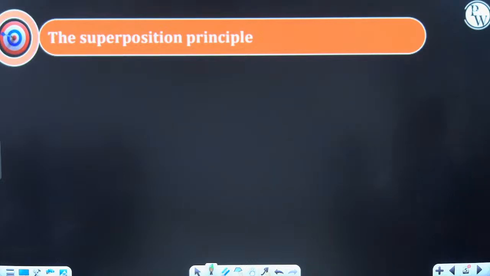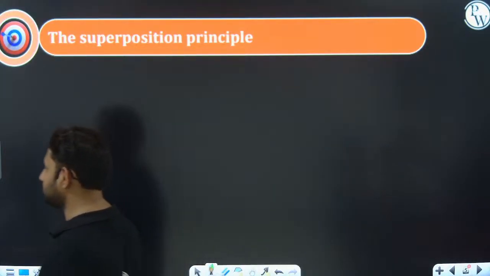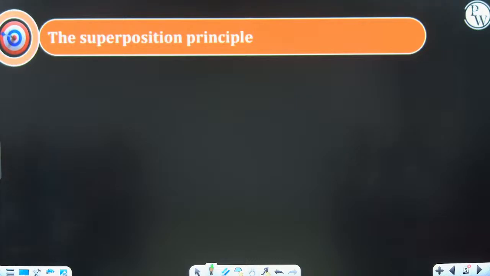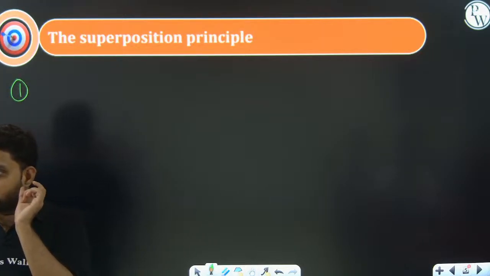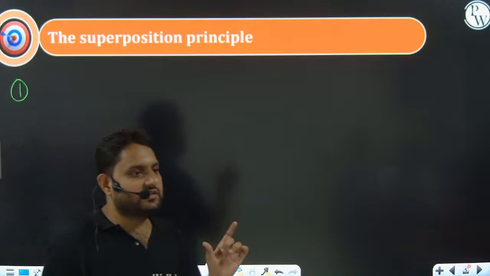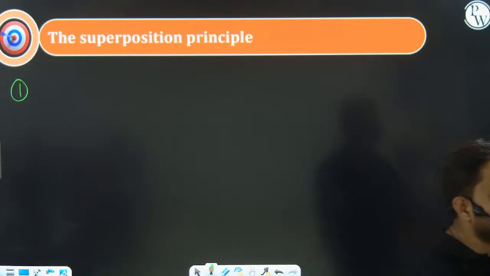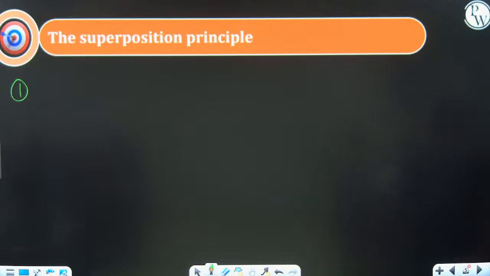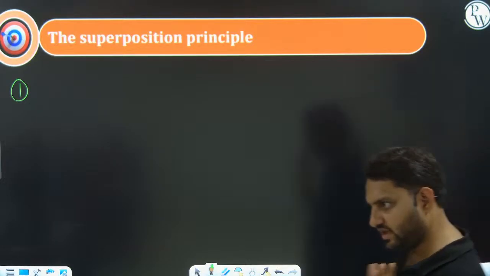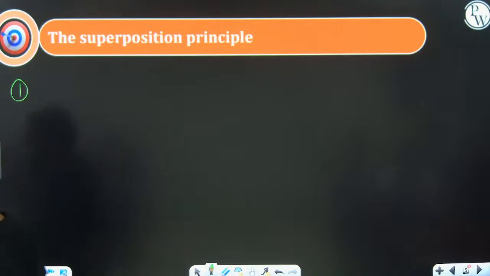Okay. So superposition principle, beta. A very important principle. What is the superposition principle? There are two conditions of superposition. First, the force between two point charges is unaffected by the presence of any third or any other charge. Between two charges, it will remain the same. That is given by Coulomb's force.